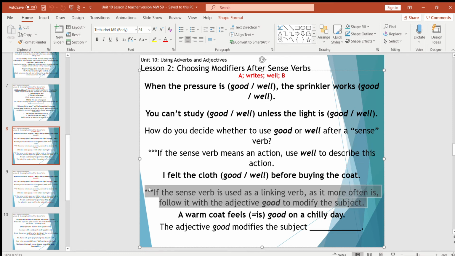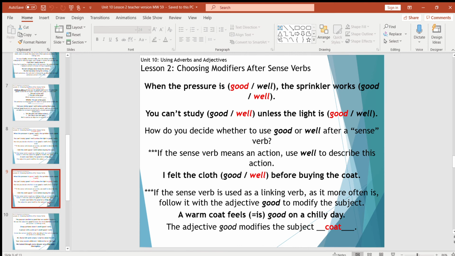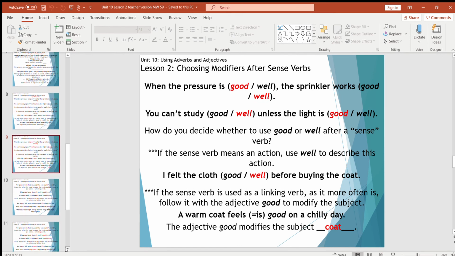So highlight: if the sense verb is used as a linking verb, which it most of the time will be, you want to follow it with the adjective good to describe the subject. So "a warm coat feels good on a chilly day" is correct because we could say the warm coat is good on a chilly day. Sense verb being used as a linking verb. So the adjective good is correct because it's describing what subject? The coat. Okay, so answers are there if you need them.